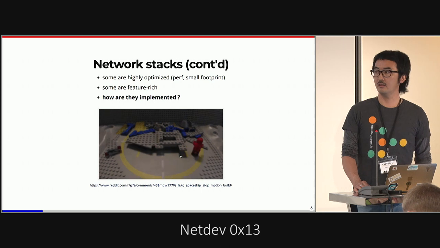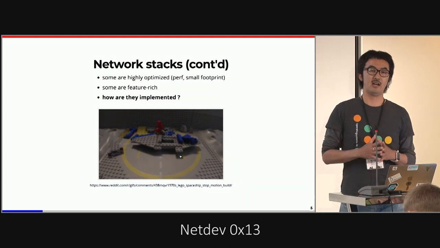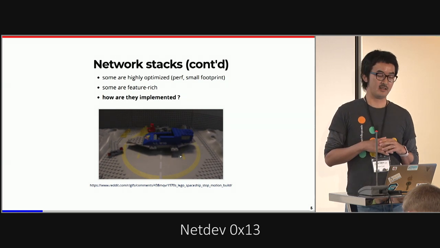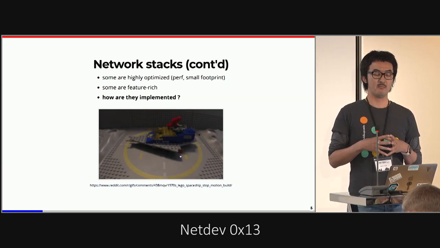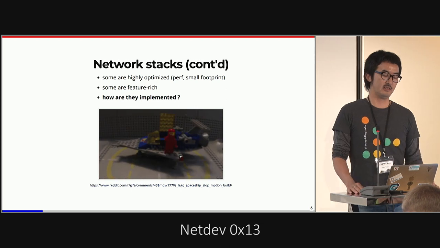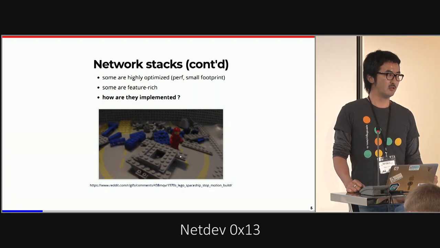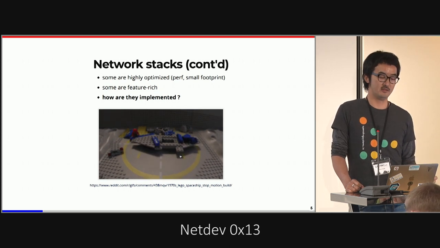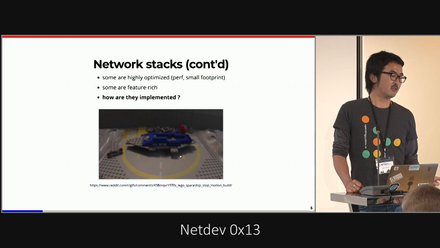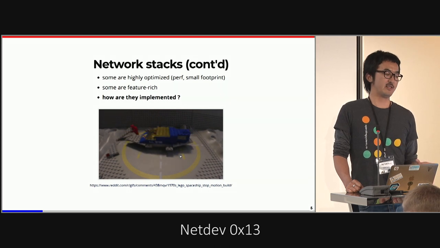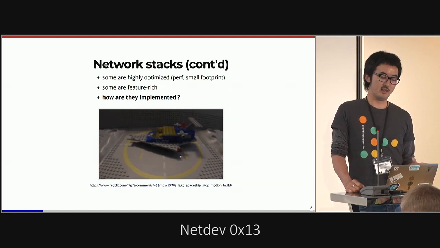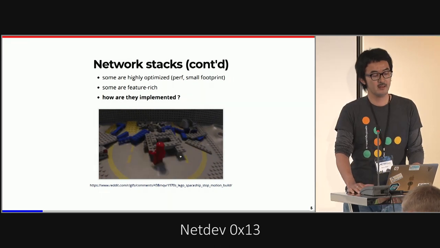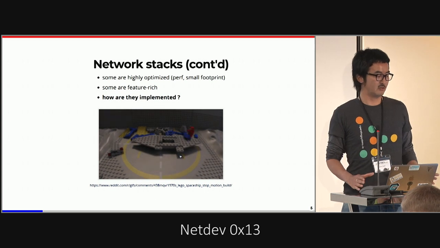So they are different implementations because they have different motivations for their software. Some of them really wanted a highly optimized network stack in terms of performance. Some of them really cared about a small footprint of resource usage, but they are not always feature rich. Some implementations don't have a particular feature of the network protocols, for example. And I was wondering why this happened.